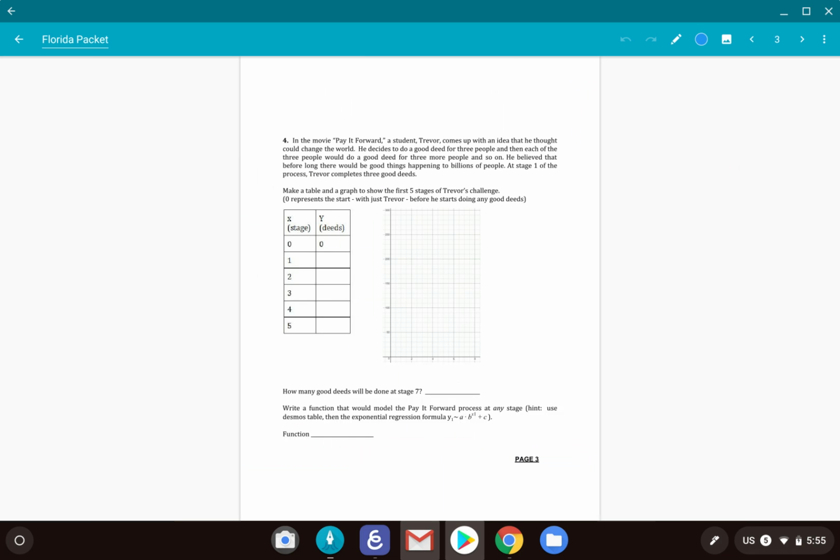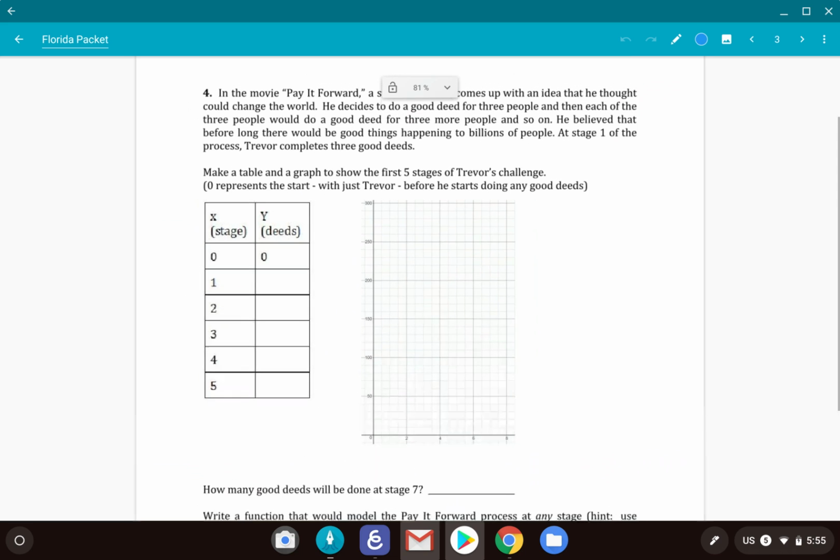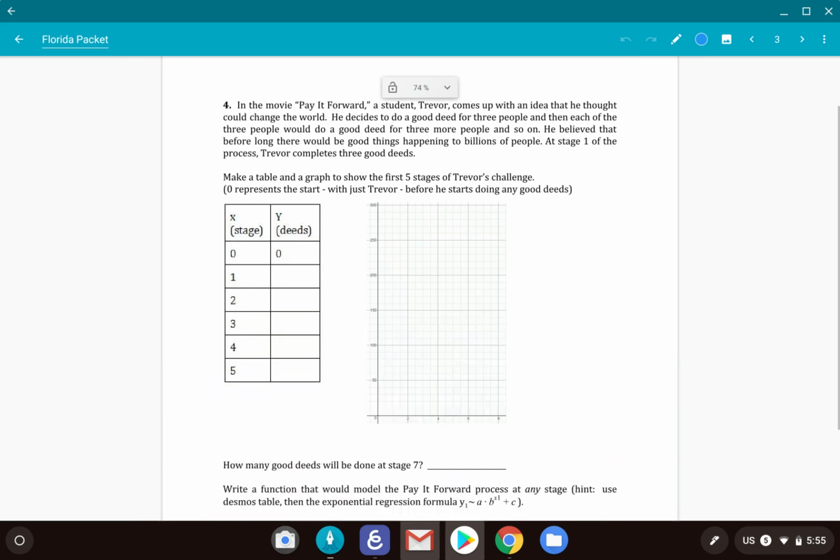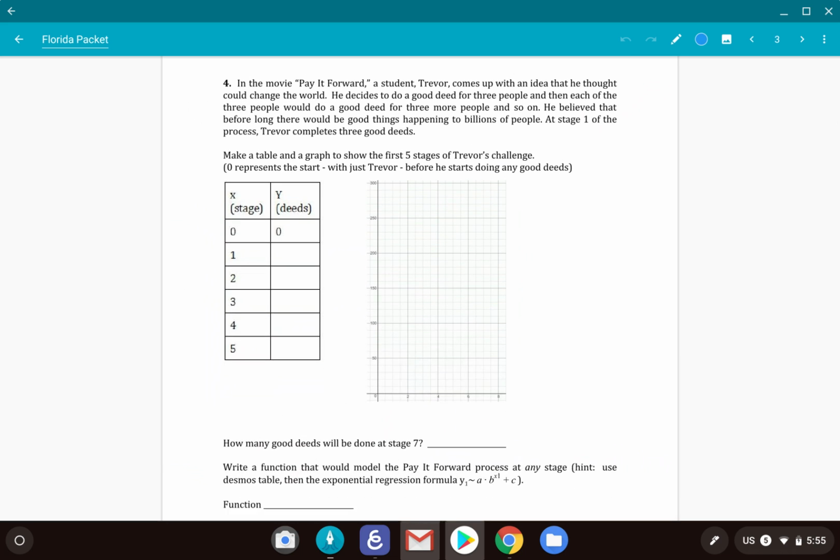And then finally for number 4, this is the pay it forward. It says a student, Trevor, comes up with an idea that he thought could change the world. He decides to do a good deed for 3 people, and then each of the 3 people would do a good deed for 3 more people, and so on. He believed that before long there would be good things happening to billions of people.